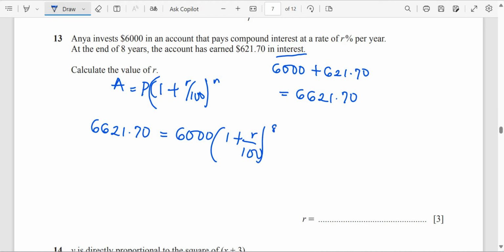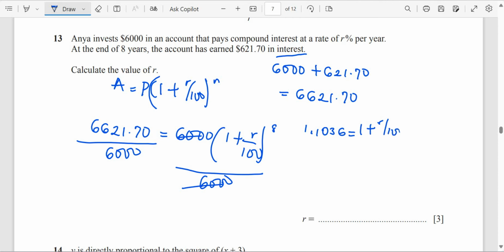So first step, I'm going to divide through by 6,000. If you divide using your calculator, you have 1.1036 equals 1 plus r over 100 raised to the power of 8. Of course, you can just find the 8th root of this. So when you find the 8th root of this, it is 1.0124 equals 1 plus r over 100.